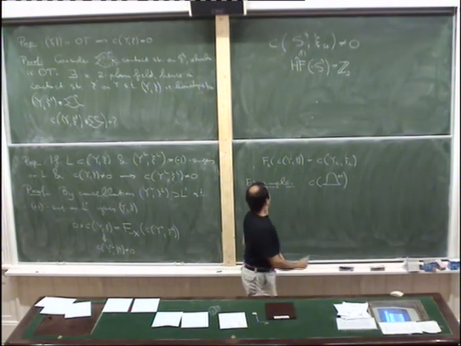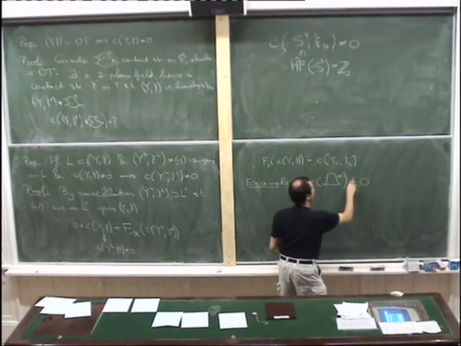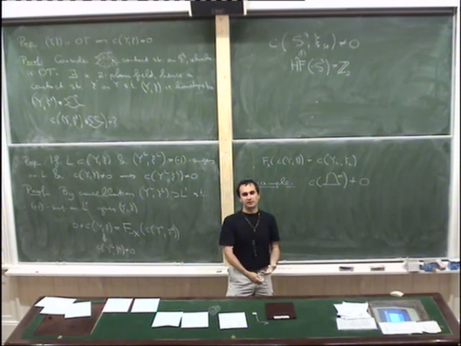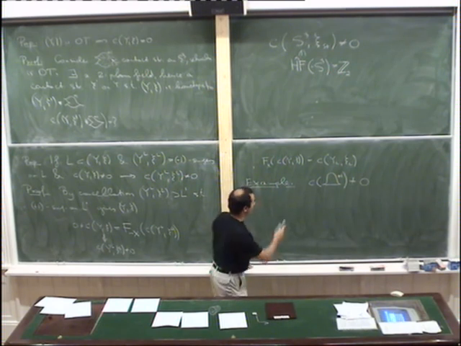Okay, so example, this is not 0. This just shows you that +1 surgery, although it has the tendency of ruining tightness, doesn't always do that. So how do we prove this?